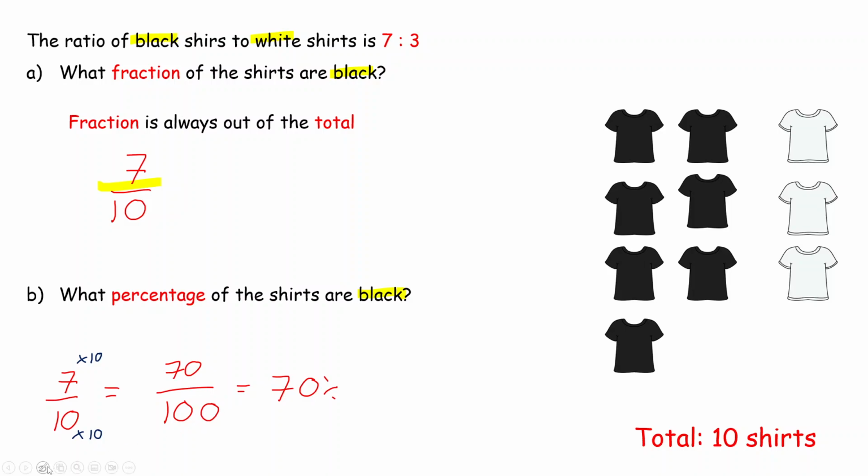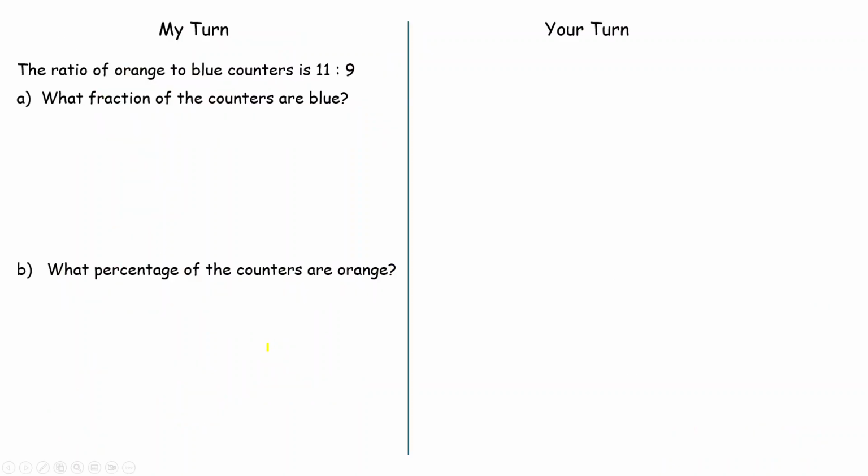And that is it. Okay, so really, 7 out of 10 and 70% mean the same thing. That is a fraction and this is a percentage. It's just being able to convert between both of them without a calculator. Okay, so let's go on to some my turn, your turns now.